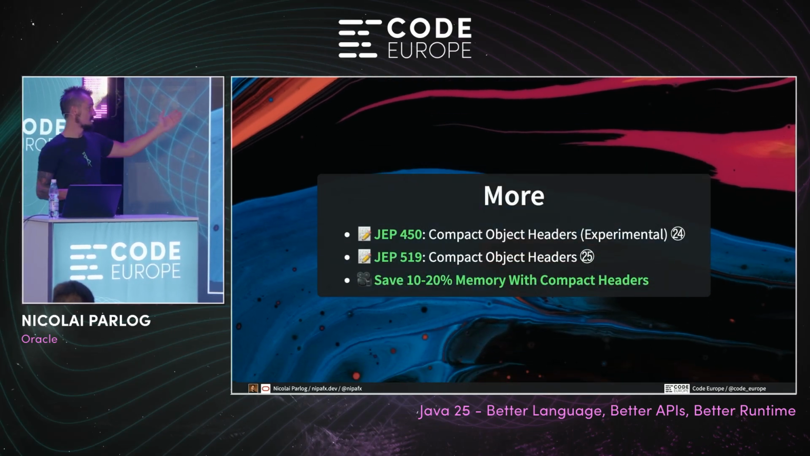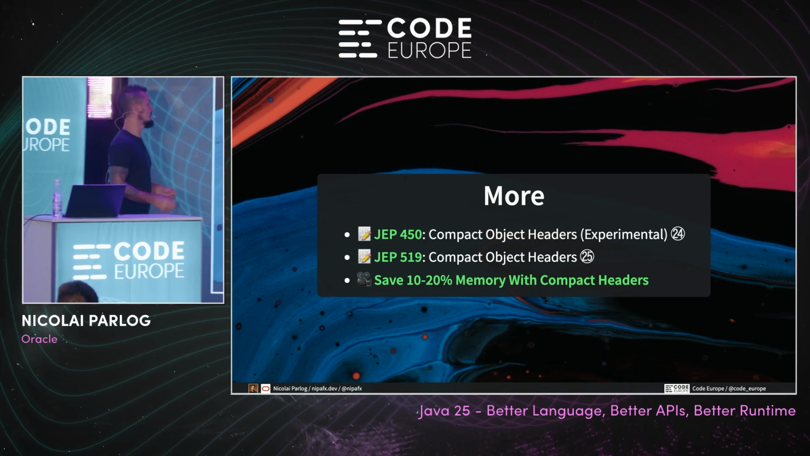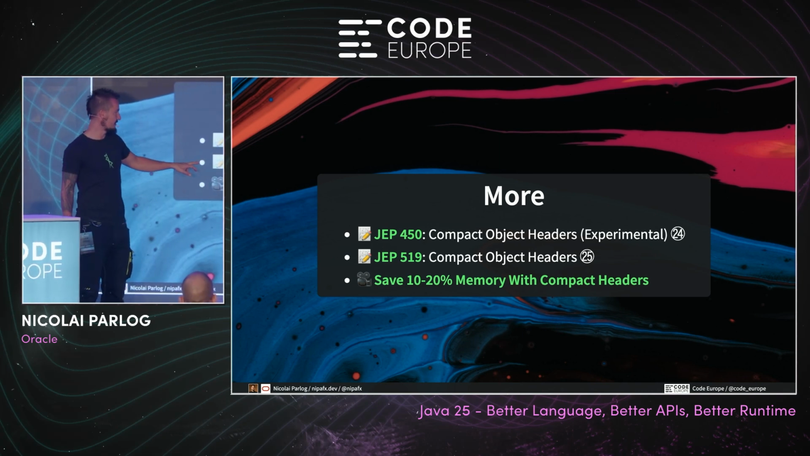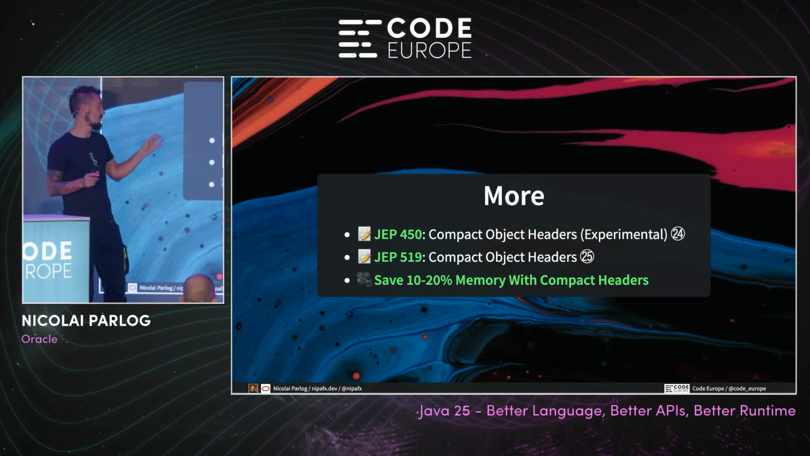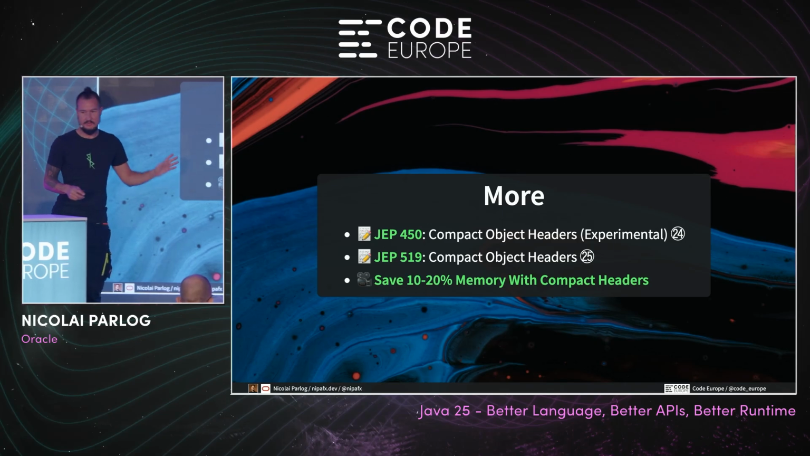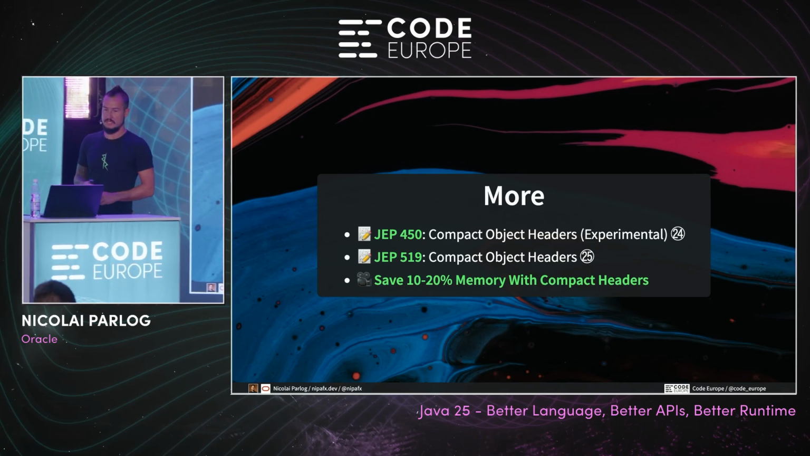There's more to learn about this. This is the JEP that made them final, but that JEP is very short. This is the JEP that introduced them experimentally in 24, and it contains all of the explanations and in way more detail, of course, than I just went through. And I made a video about this a couple years ago that you can check out too.